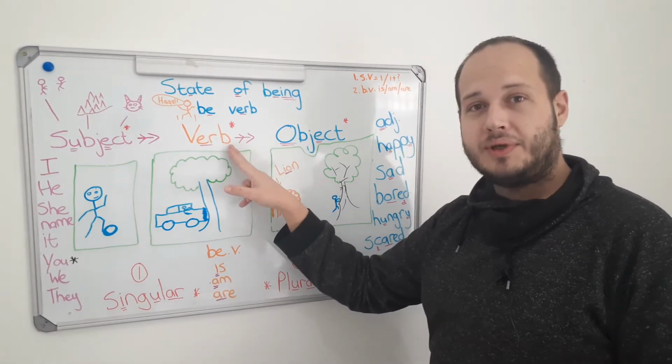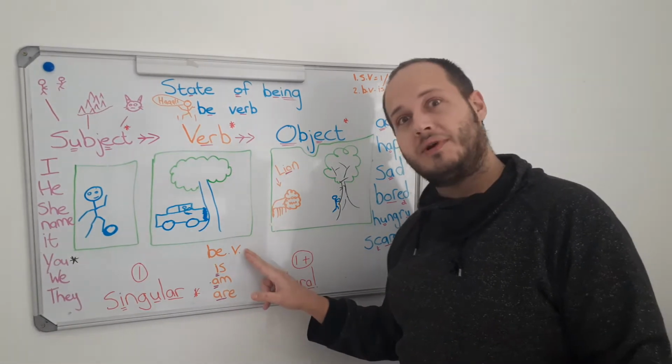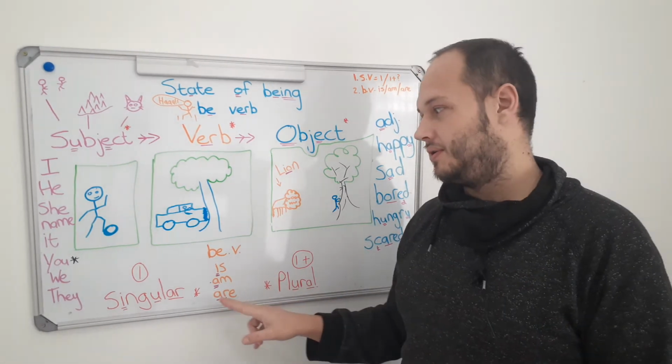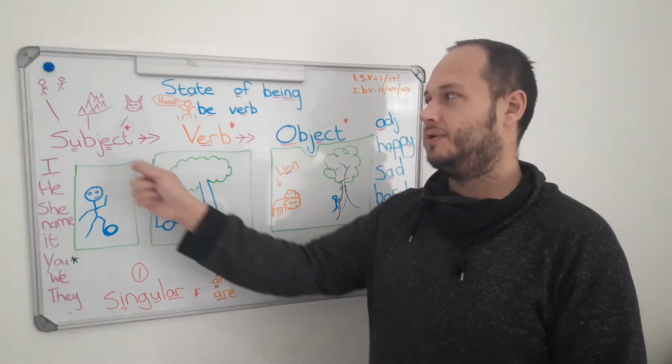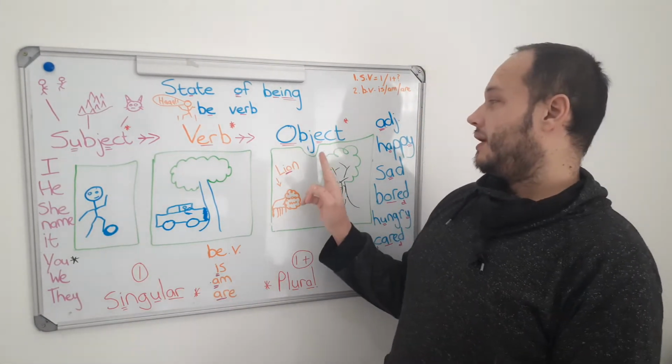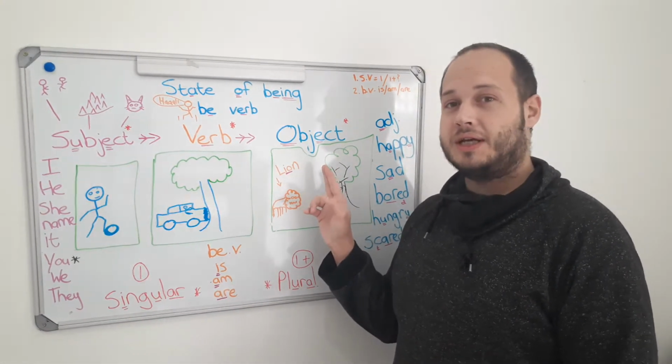Do you know what a verb is? Do you know what the be verb is? Is, am, are. Do you know which are singular and plural? Do you know which subjects are singular and plural? An object. Do you know what an object is?